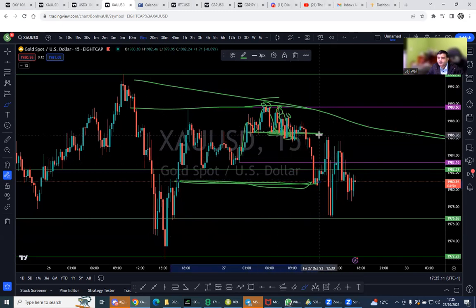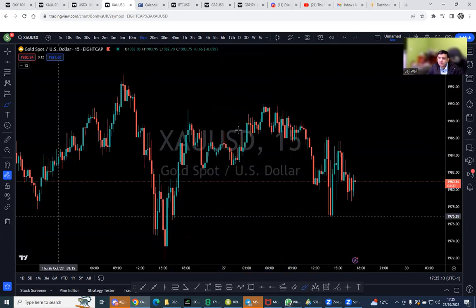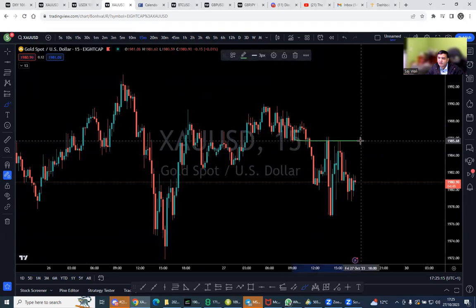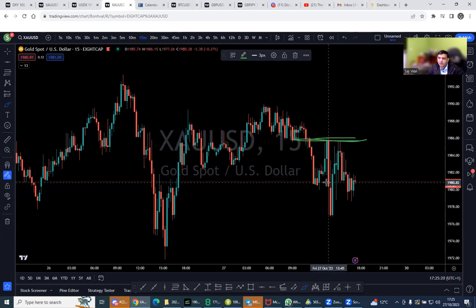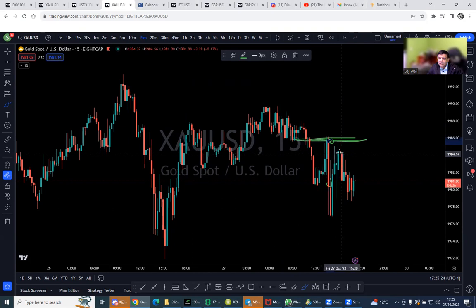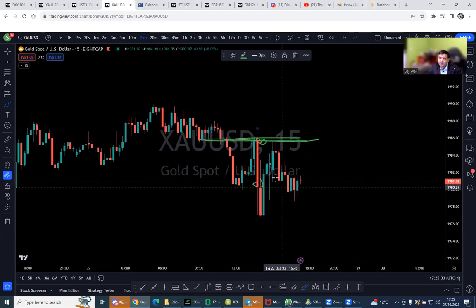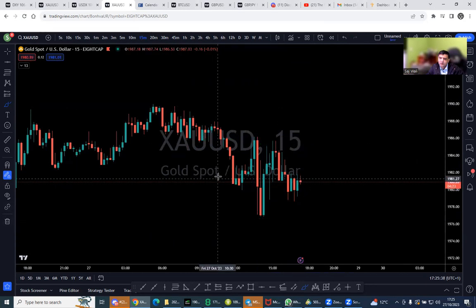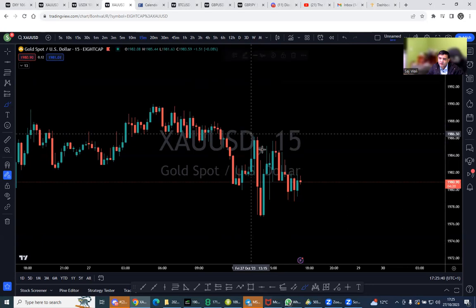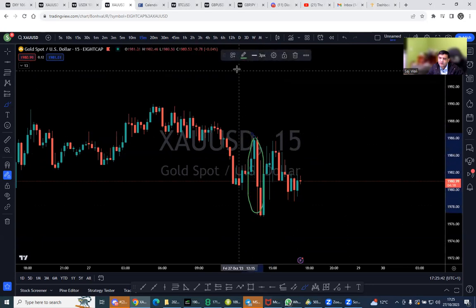Now let me remove all these lines. Now we've got a level here as well, and it's a 15-minute chart. Look, what a beautiful 15-minute candle. We can always take a trade here once the 15 minutes is finished. In fact, the best way would be to wait for this 15-minute candle to finish, which it did.